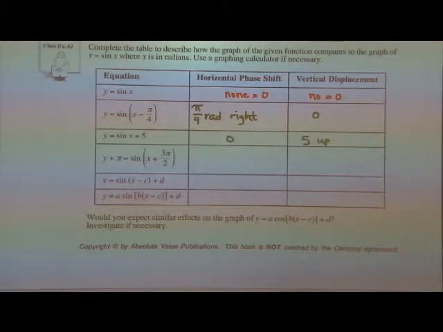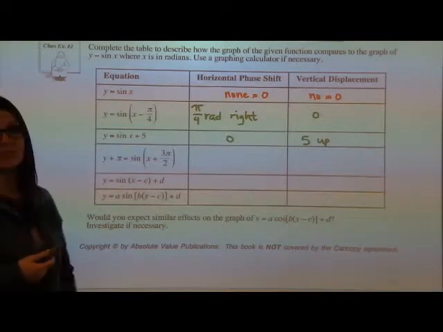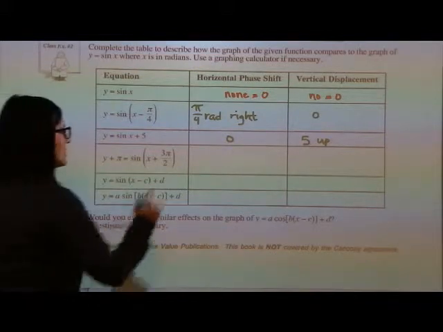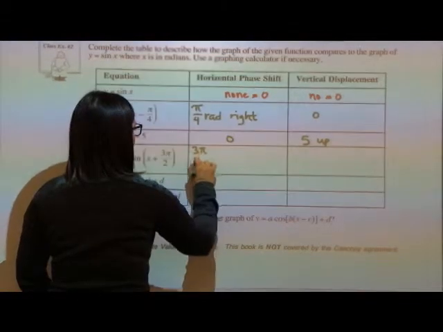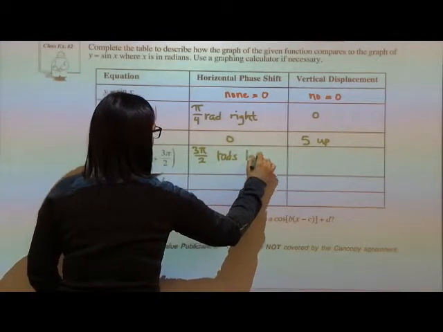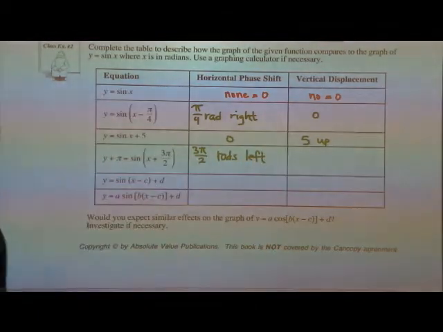Okay? So if I look at the next one, y plus pi equals sine (x plus 3 halves). What would be my horizontal phase shift? Pi over 2 radians left. And what would be my vertical displacement?